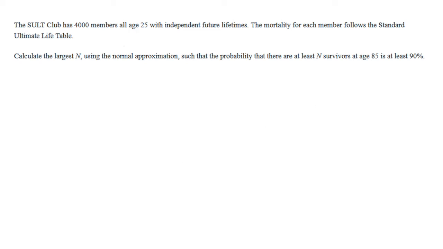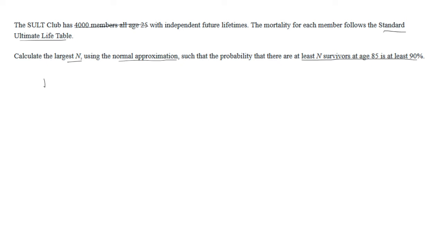The SOLT Club has 4,000 members, all age 25, with independent future lifetimes. Mortality follows a standard ultimate life table. We want to calculate the largest N using the normal approximation, such that the probability that there are at least N survivors at age 85 is at least 90%.